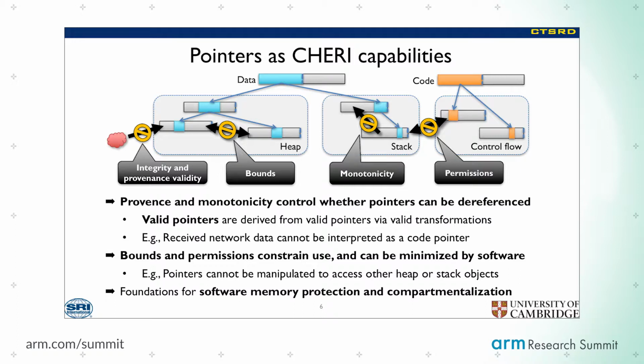So CHERI brings integrity and provenance validity. Integrity means that you can't corrupt the pointer and have it remain valid for dereference. Provenance validity is an inductive property. It says that your pointer has come from someplace via a valid set of transformations. I'll say more about that in a moment. But this prevents attackers from injecting and sometimes from misusing pointers inside the address space.